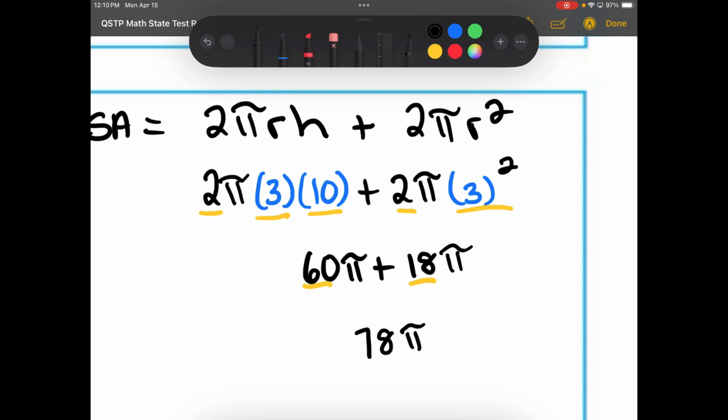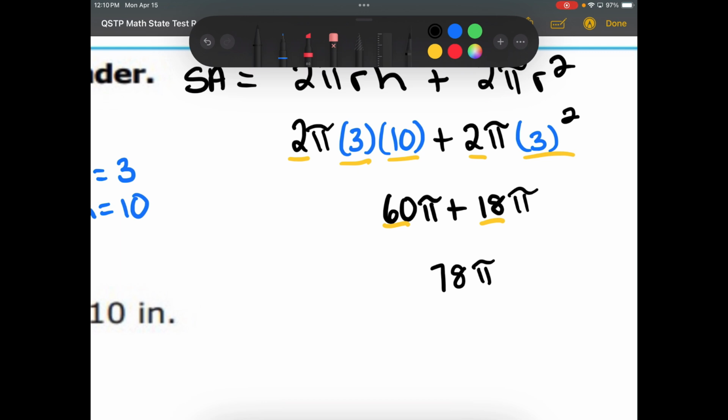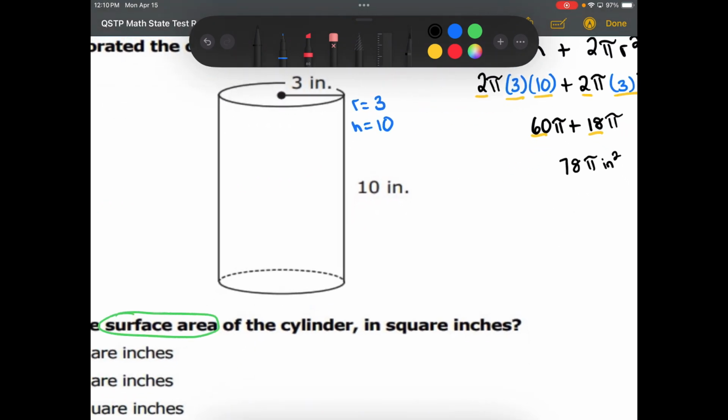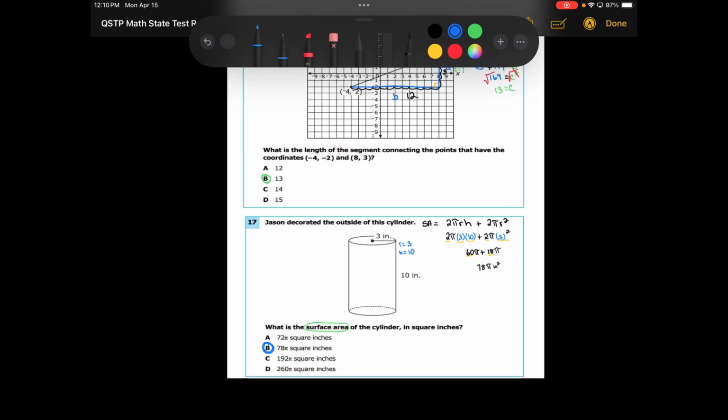78 pi. Now remember, area is squared. Volume is cubed. So this would be inches what? Squared. Now go over here and look at your answer choices. A, B, C, or D. B, 78 pi square inches. Good. Let's go to 18.